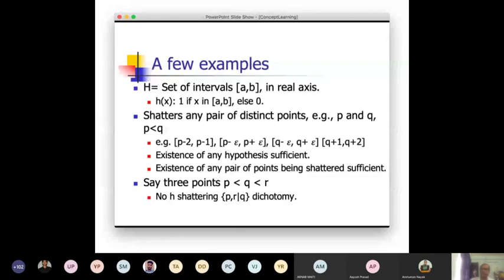Because you have proved that for 3 you cannot shatter. So the VC dimension is 2.